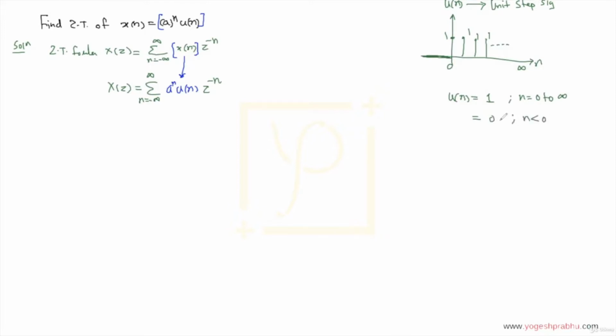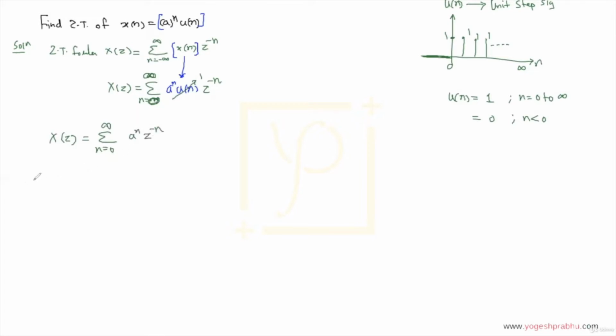Okay, so because your signal u of n will exist only from 0 to infinity, we can always modify the limits, and the limits will also go from 0 to infinity. Do you understand why? Because u of n is just not existing on the left hand side. So n will go from 0 to infinity, and from 0 to infinity the value of u of n is going to be 1. So now let me rewrite this X of z. It will be the sum of n equal to 0 to infinity, a raised to n, z raised to minus n.